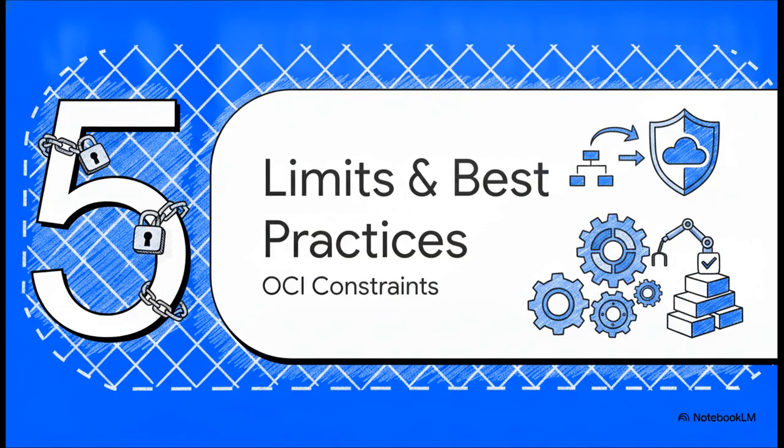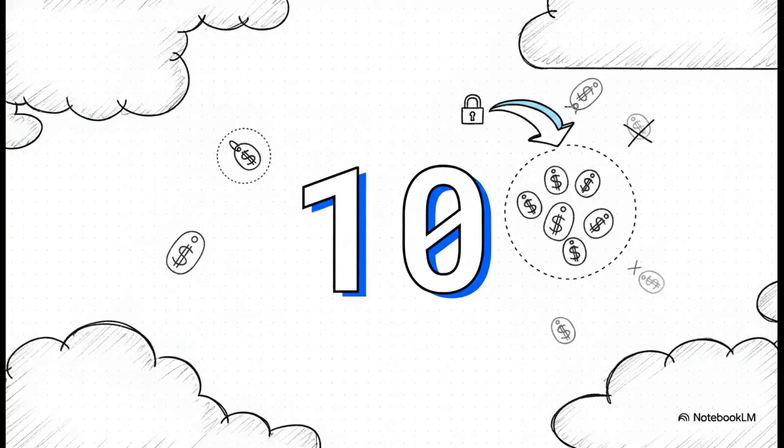Finally, Section 5, limits and best practices. Before we get too carried away with automation, here's a surprisingly strict reality check you need to memorize. The number 10. You are only allowed exactly 10 cost tracking tags per tenancy. Not 10 per compartment, 10 for your entire overarching tenancy. And here's the real kicker. That limit of 10 includes both active and retired tags. So you've got to be incredibly strategic about what you actually designate for cost tracking.